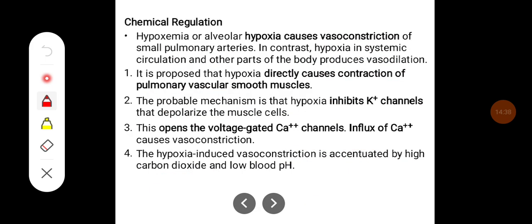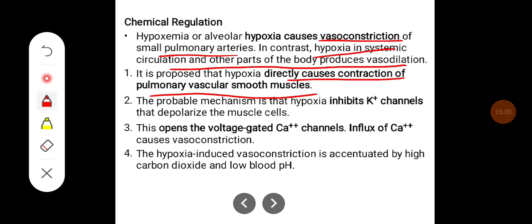The chemical regulation is mainly by the hypoxemia or the alveolar hypoxia, which causes vasoconstriction of the small pulmonary arteries. In contrast, hypoxia in systemic circulation and other parts of the body produces vasodilatation. It is proposed that hypoxia directly causes contraction of the pulmonary vascular smooth muscles.